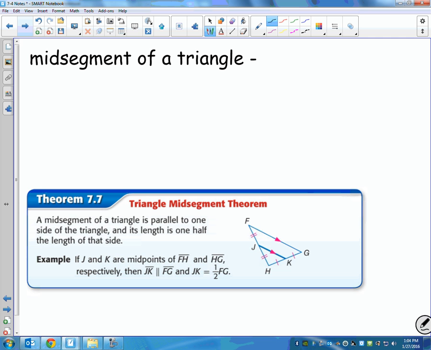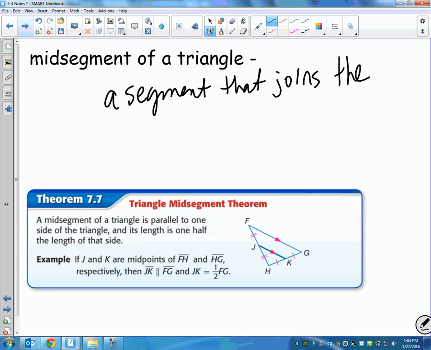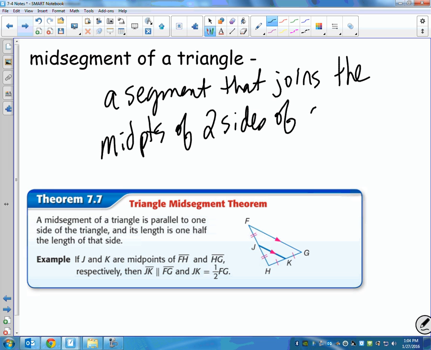Okay, the mid-segment of a triangle. The mid-segment of a triangle is a segment that joins the midpoints of two sides of a triangle. So it's like in the middle, mid.